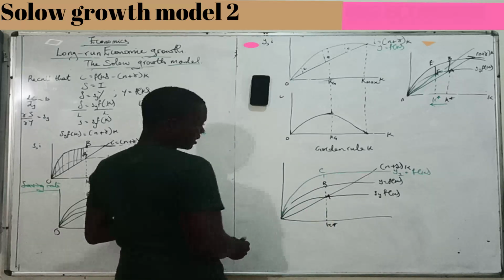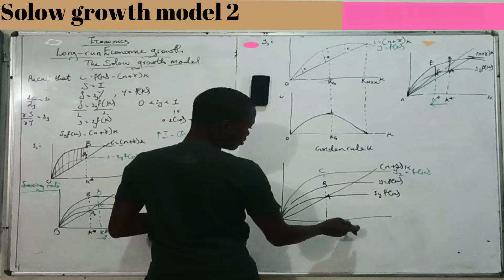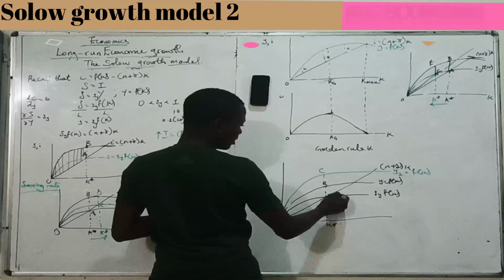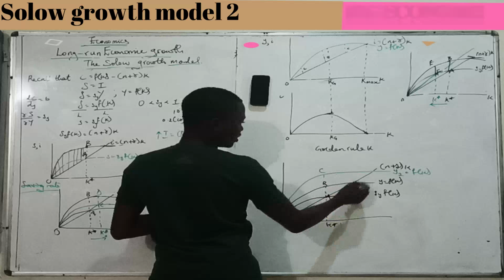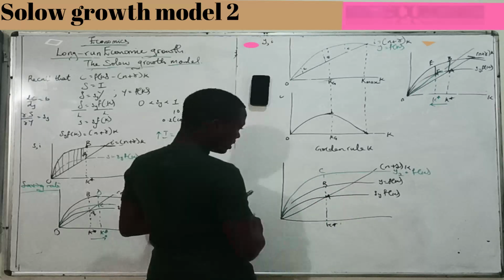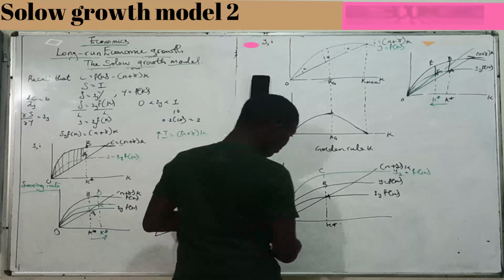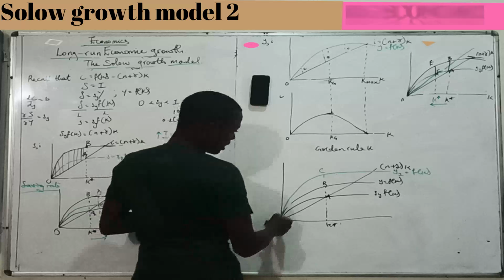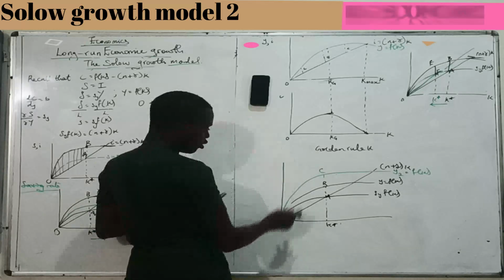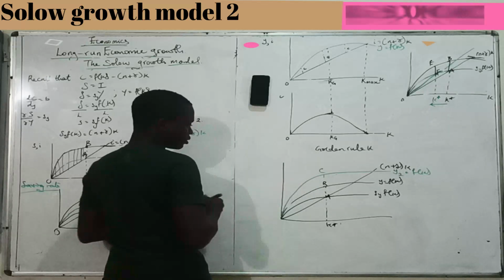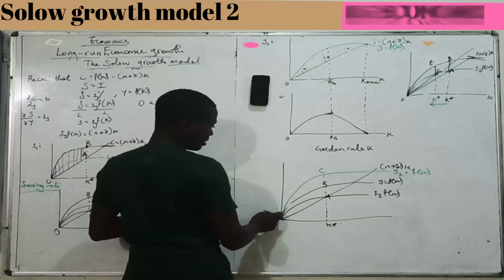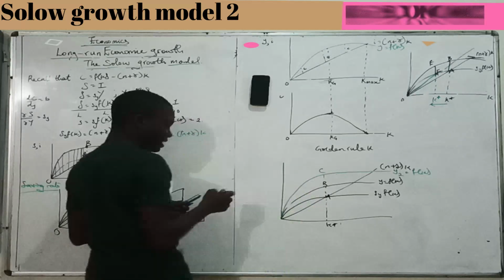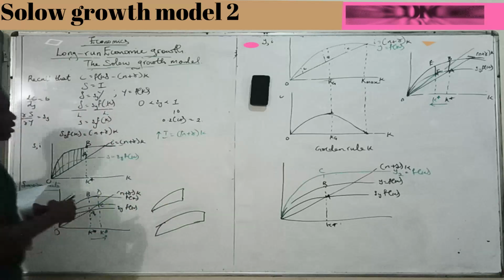So you can see each level of capital per worker here. Initially OPA was the consumption per worker at steady state. But now what you have is OCA. And in fact, that's the first thing that happens.